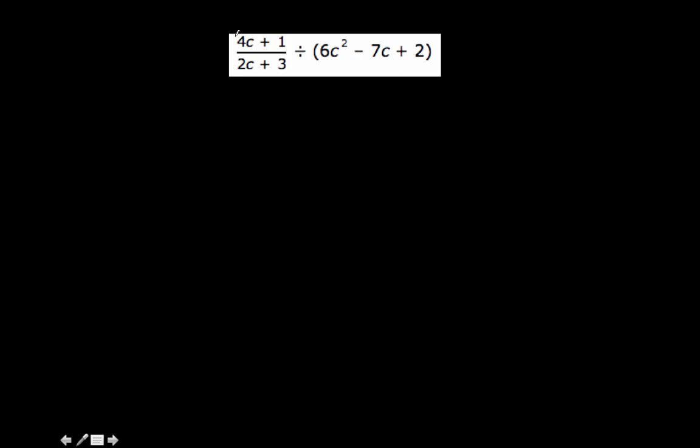So this then is 4c plus 1 over 2c plus 3 times 1 over, because this didn't have a fraction, so it's over 1, 6c squared minus 7c plus 2. Now, we want to know if this factors, surely, because we're trying to write things as a product so we can cancel things. But this one isn't our nice one with the 1 over there. This one has a 6.